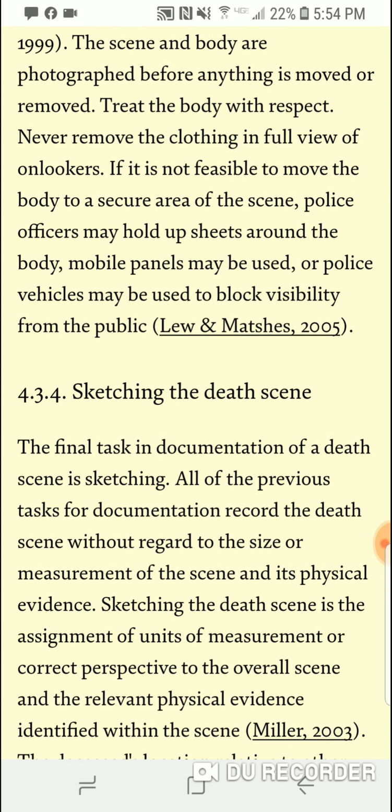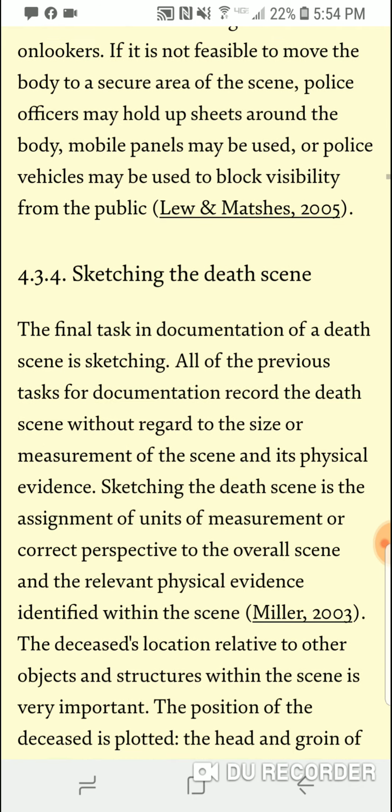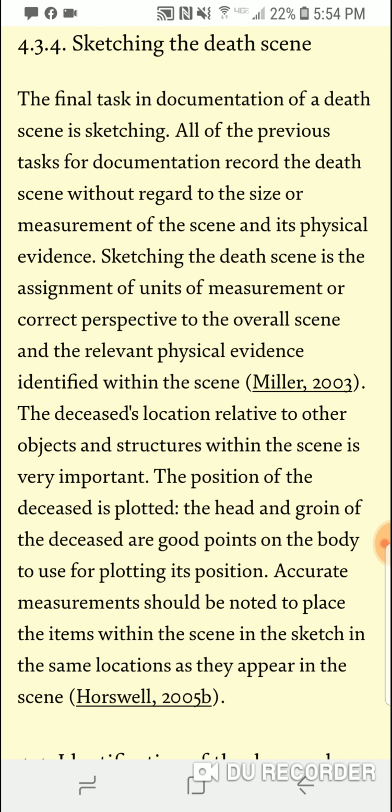Treat the body with respect. Never remove the clothing in full view of onlookers. If it is not feasible to move the body to a secure area of the scene, police officers may hold up sheets around the body. Sketching the death scene. I'm not sure that I've ever seen a sketch of this death scene. That's just me personally. I'm not saying it doesn't exist, but I have not seen one.